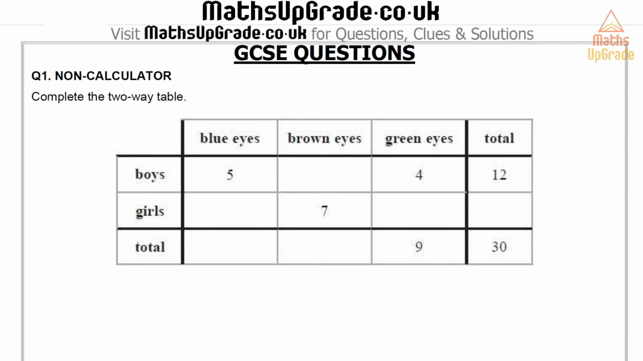So there's only 5 questions in this booklet. The first 3 are non-calculator. So the first one, we have to complete this table here. When you're completing any table, just make sure you're always looking for a row or a column which has just one value missing.